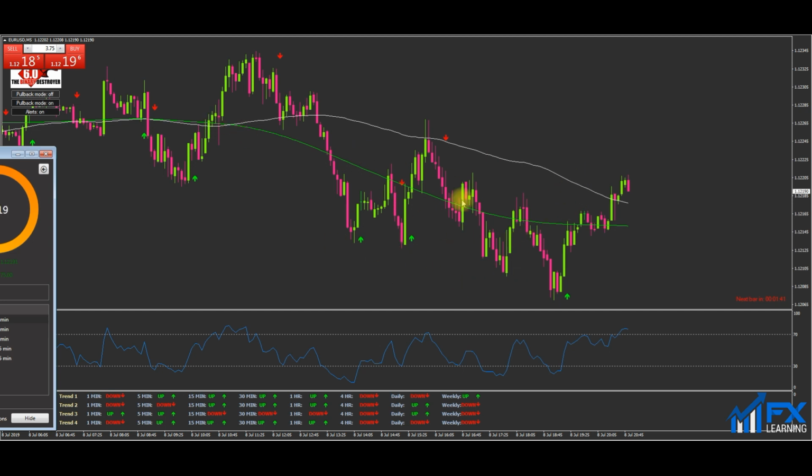Using the price action here, you can see the lower lows here, here, price again making higher lows, lower highs at the top here.